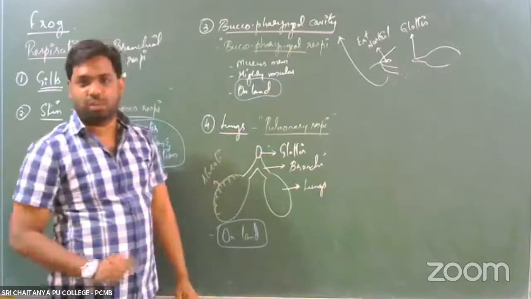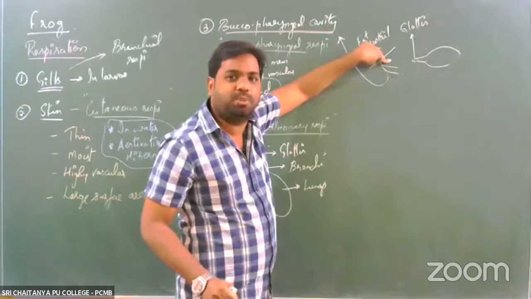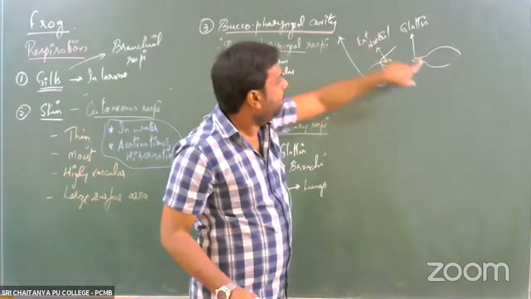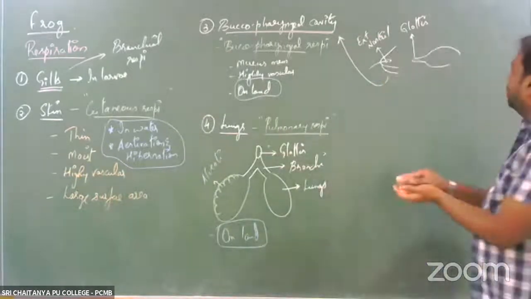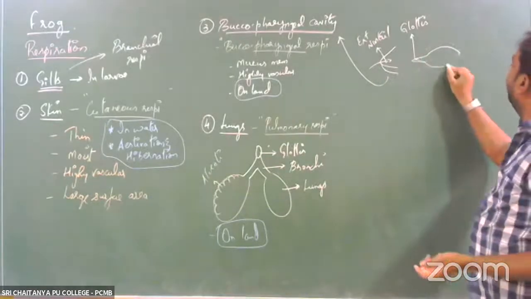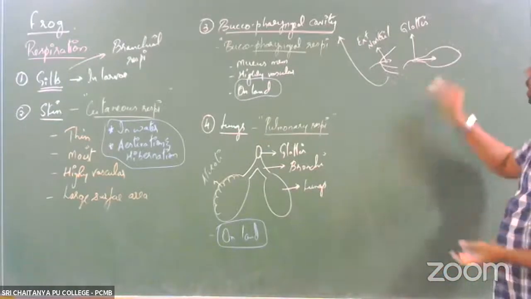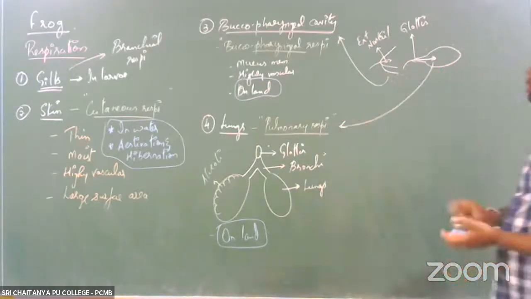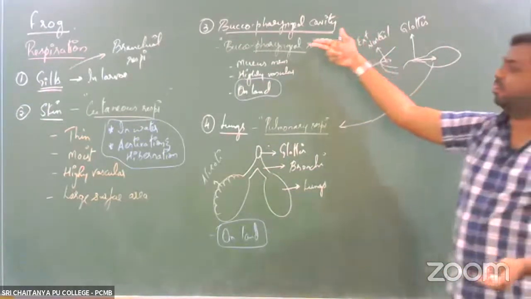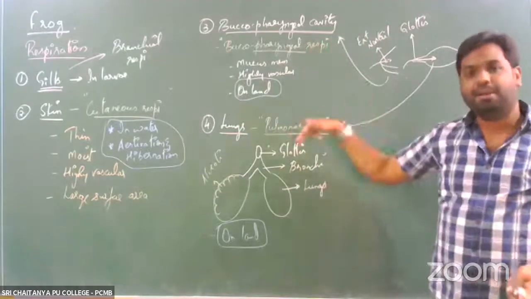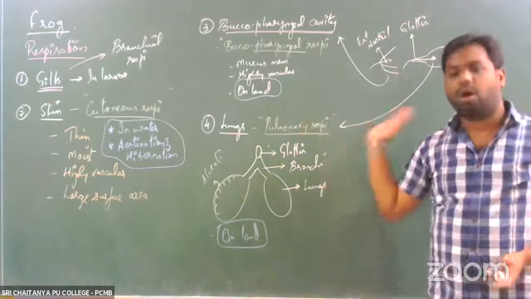The second instance, now what happens? The external nostrils would close. Once the external nostrils close, the glottis will now open. Once the glottis opens, whatever air is present in the buccal region or the pharyngeal region will start entering into the lungs, where they would undergo pulmonary respiration. So alternatively, there is buccopharyngeal respiration as well as pulmonary respiration happening in these organisms, as long as these organisms are in or on land.